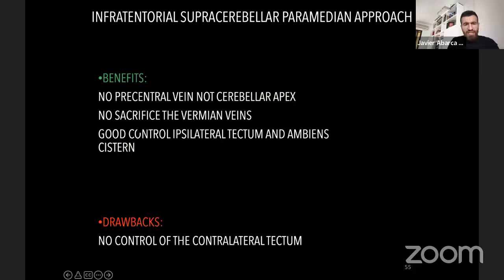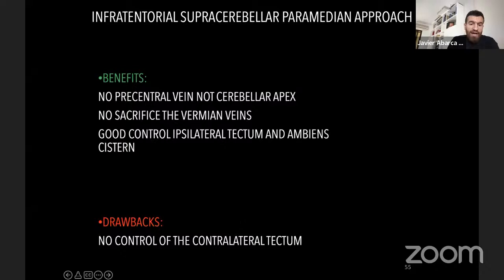Let me summarize the benefits and drawbacks of this approach. In this case, we don't have to deal with the precentral vein and the cerebellar apex. It's not necessary to sacrifice the vermian veins, and we have a better control of the ipsilateral tectum and ambient system. The problem is that we don't have a good control of the contralateral tectum.